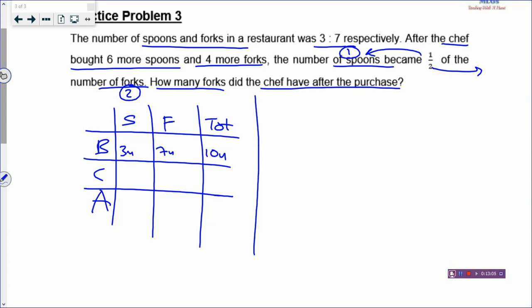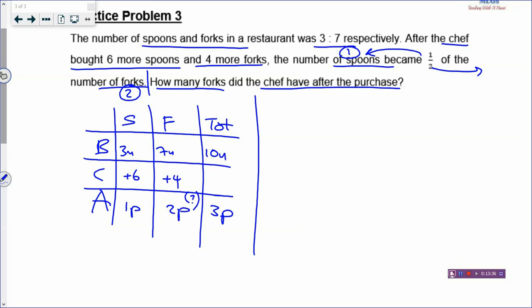Alright, let's look at the second sentence. The chef bought 6 more spoons and 4 more forks. So you plus 4 and you plus 6. And the spoon now became 1. Okay, 1. So you put 1 part. Okay, and the forks became 2 parts. And the total in the end will be 3 parts. Alright, so you're until here already. Quite fast. So how many forks did the chef have after the purchase? So your question mark is over here, which is in the end, how many forks?